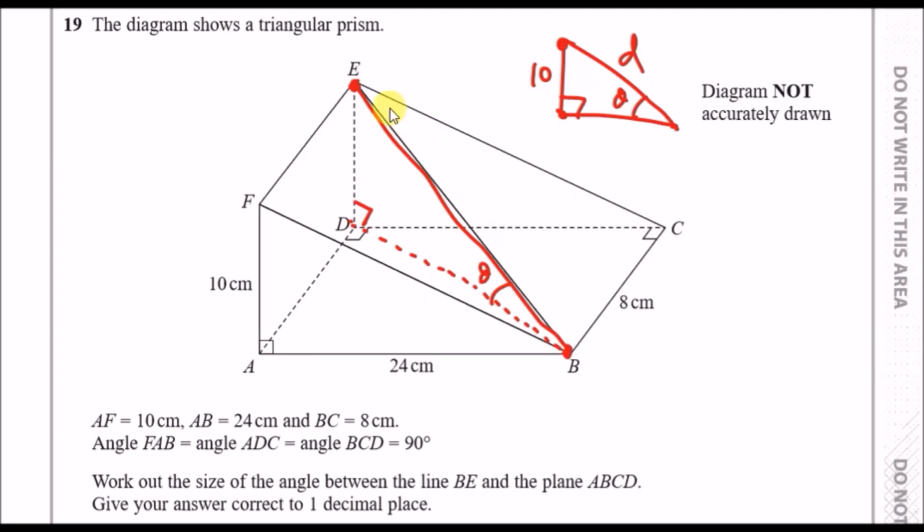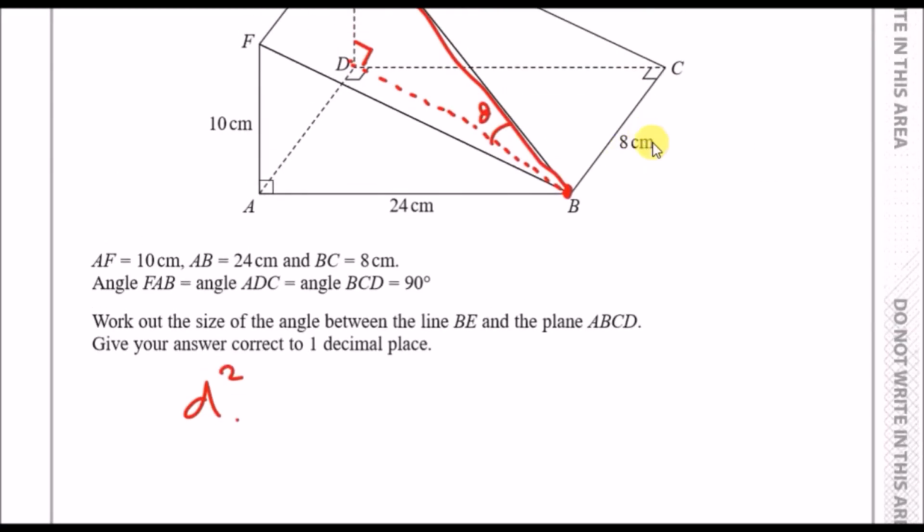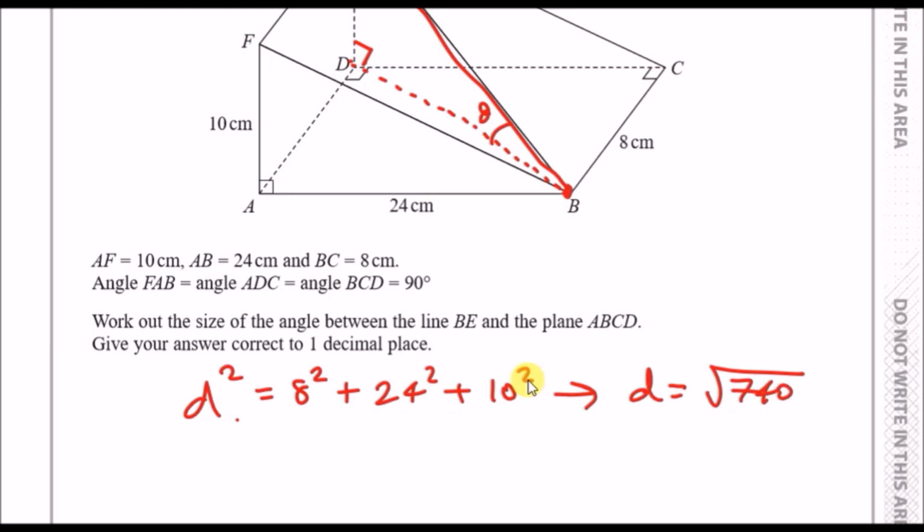And that is easy. To find the longest diagonal, you just use 3D Pythagoras. You've got 8, 24, and 10. So using 3D Pythagoras, d squared will be equal to 8 squared plus 24 squared plus 10 squared, and then you just solve it. I did this already. I got 740, and the square root of that, I just called root 740. Your calculator will give a simplified answer, by the way.